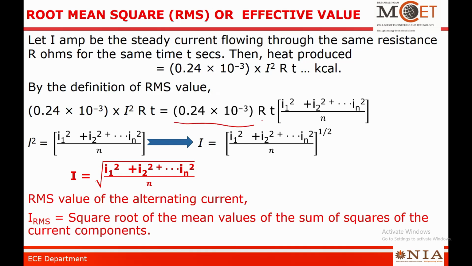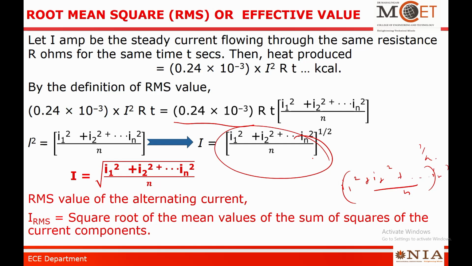0.24 into 10 to the power minus 3 into RT, I1 square plus I2 square till In square, divided by n. So simplifying, the I term will be equal to I1 square plus I2 square till In square divided by n, to the power of 1 by 2. So the current, IRMS, will be equal to the square root of this, the root mean square: I1 square plus I2 square till In square divided by n. So the IRMS value tells us that it is the square root of the mean of the sum of the squares of the current components.